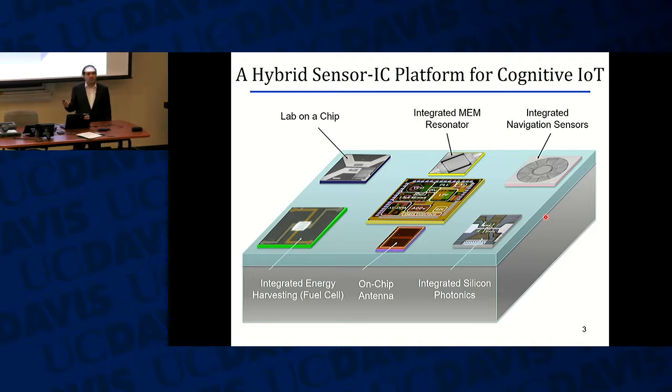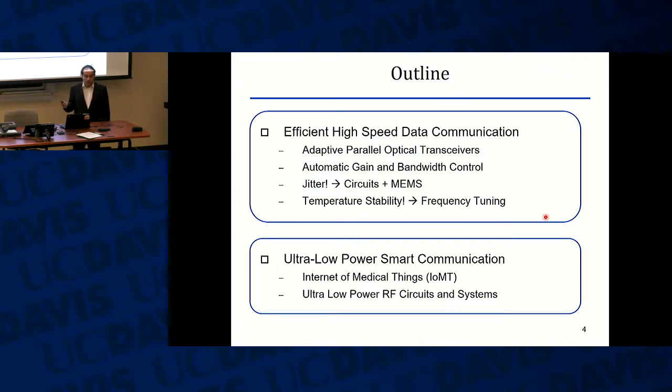Now, I will go into details and more, but let's just look back and look at the problems that we have in this design. I'll be talking about two basic thrust research areas that I've been focusing on. One is the high-speed data communication, and I would like to call it efficient data communication, because you can always do high-speed data communication, but what's important is you need to be doing it at low power and efficiently. So there are various obstacles that I'll be discussing here in terms of both getting the bandwidth and also the frequency references and the temperature stability.